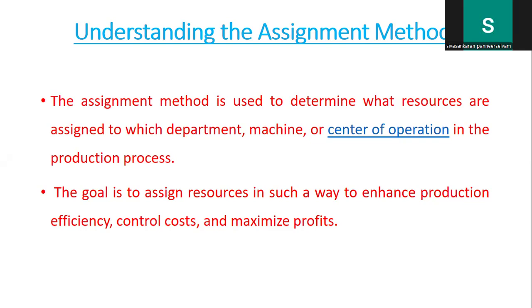The primary goal is to set different resources in such a way that we can enhance the production efficiency by maximizing the profit and controlling unnecessary wastage in the production cost. This objective is related to the production process regarding the assignment method.